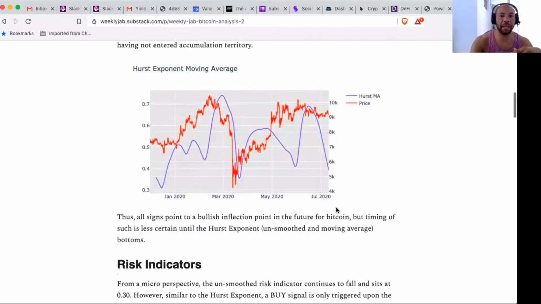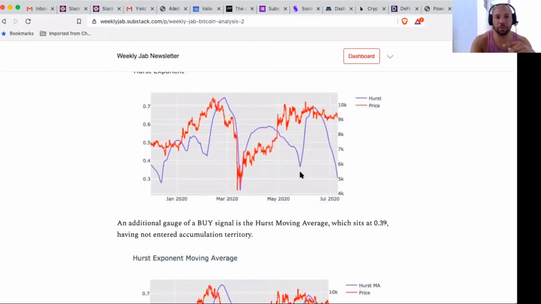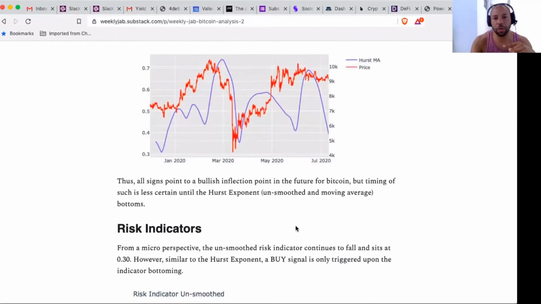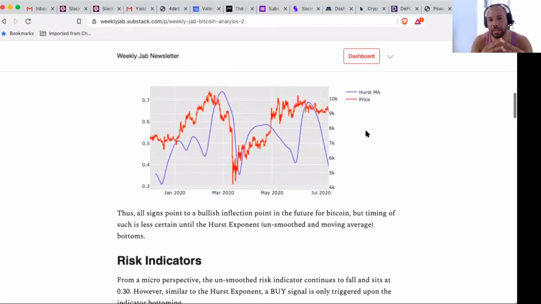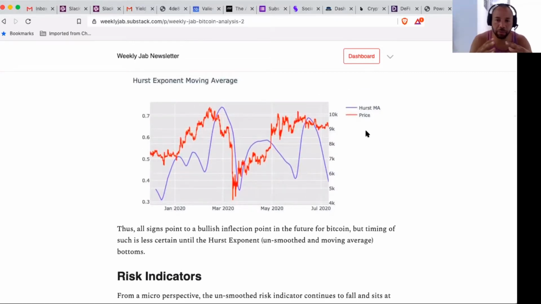And very similarly, if we just look at the Hurst exponent and then do a moving average of it, I think this is a 7-day moving average. It essentially gets you to a similar framework, but it removes a lot of the noise, which you saw in some of the other charts, the prior chart that I had up here. So where it's sitting right now is 0.39 versus the 0.32 with the unsmooth Hurst exponent.